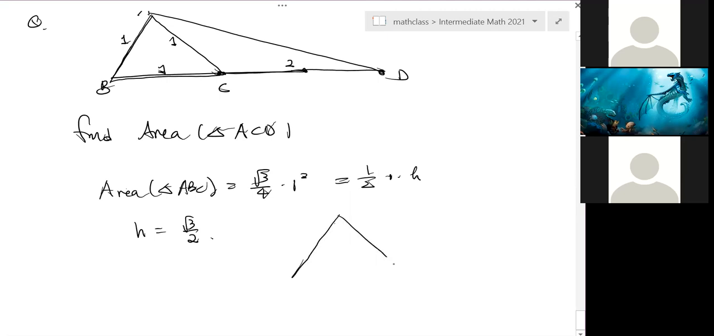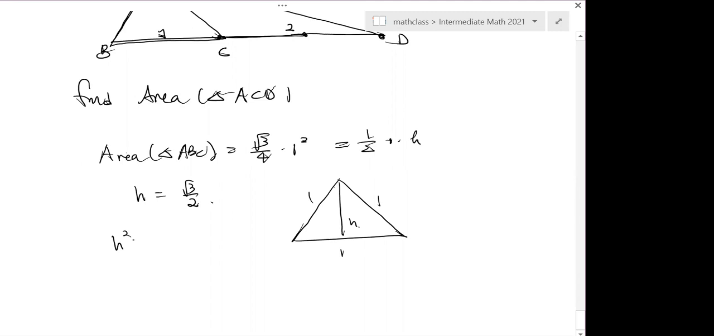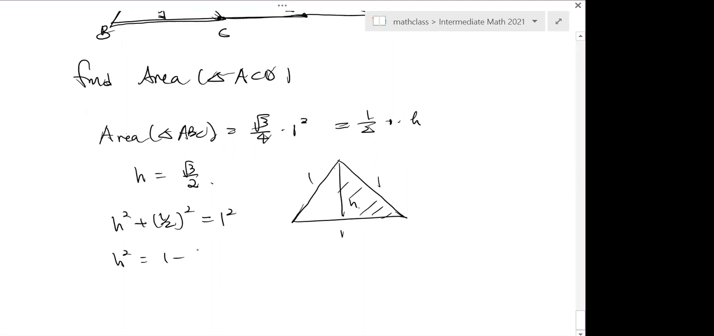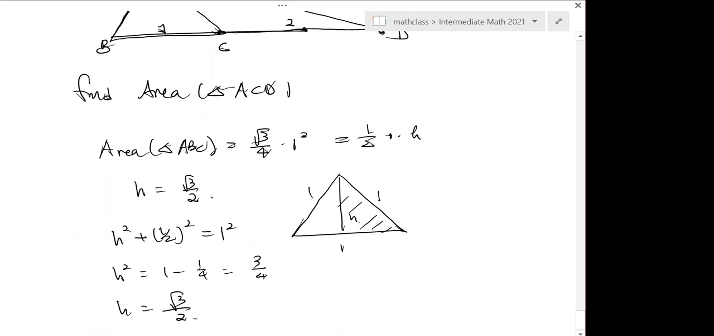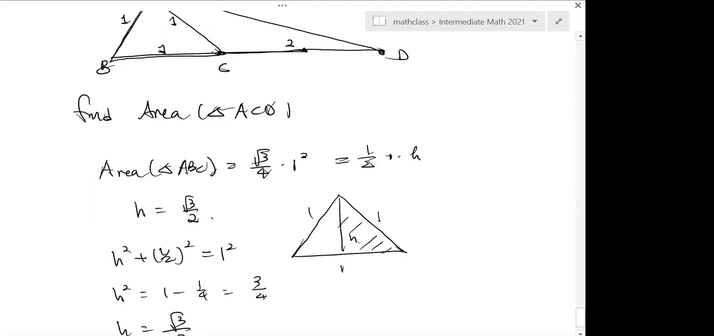So this is an equilateral triangle, and this is the h. That's why h squared plus (1/2) squared equals 1 squared. Apply the Pythagorean theorem to this right triangle. So h squared equals 1 minus a quarter, which is 3/4. So h is going to be square root 3 over 2. That is h. Once you get the h, then you find the area. So the area of the triangle, I forgot the name, ACD.